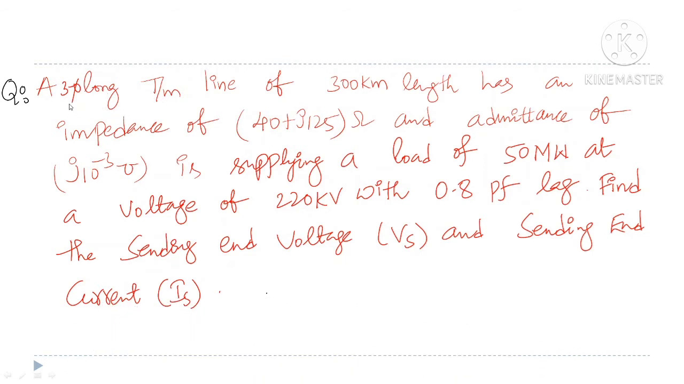The question is like this: a three-phase long transmission line of 300 kilometer length has an impedance of 40 plus j125 ohm and an admittance of j10 power minus 3 mho, and is supplying a load of 50 megawatts at a voltage of 220 kilovolts with 0.8 power factor lag. Find the sending end voltage Vs and the sending end current Is.